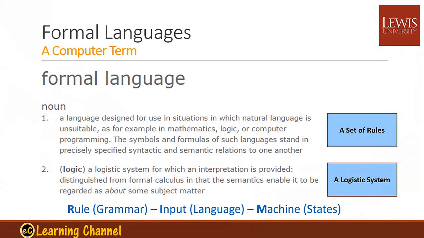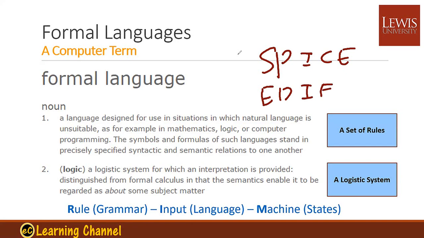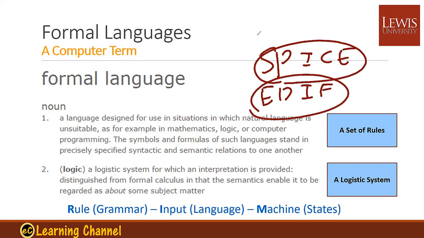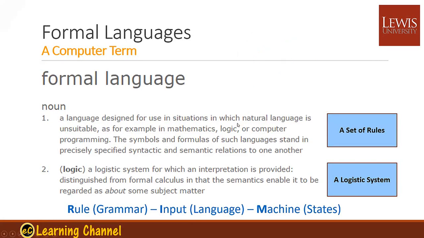So a formal language, as I told you, is a set of rules, a language designed for use in situations in which natural language is unsuitable. You can think of it this way: computer language is one kind of formal language, and it's beyond that. Some languages like SPICE, EDIF, you may not have heard of these before, but they are very important. They are changing our life every day. So let's look at EDIF.